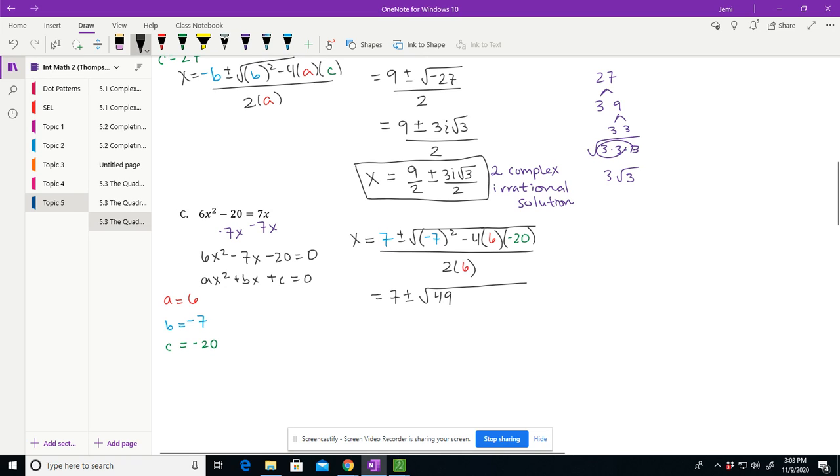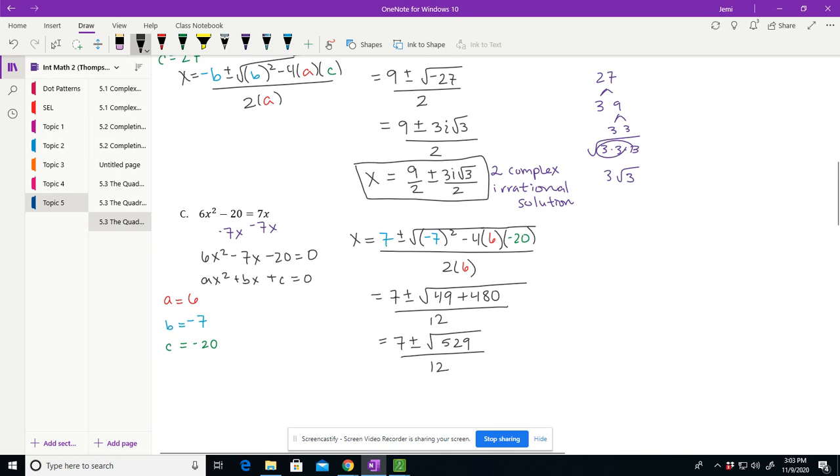And then I'm going to do my multiplication at the same time just to save myself some writing space. So 4 times 6 times 20 gives me 480. And this is a negative times a negative, which gives me a positive 480, divided by 2 times 6, which is 12. Whew, this problem has some big numbers. 49 plus 480 is 529.